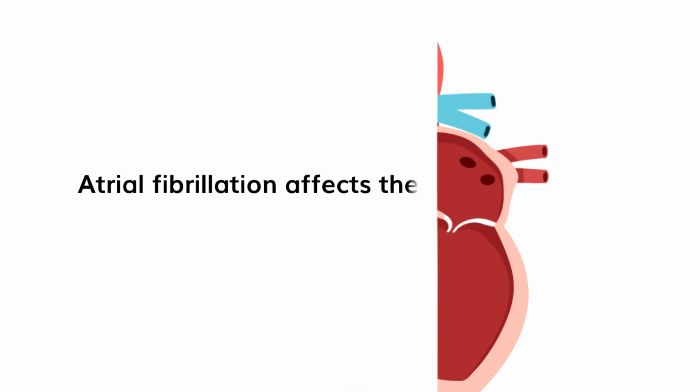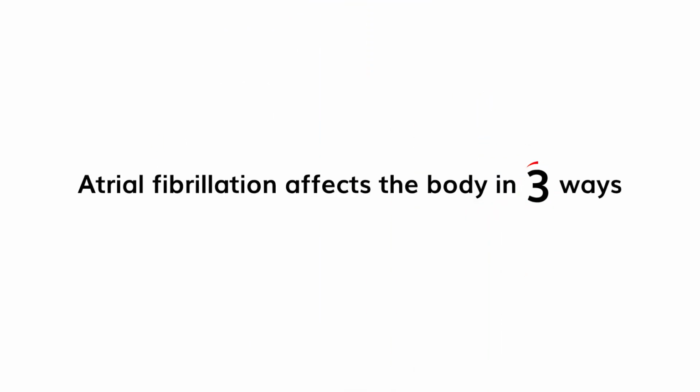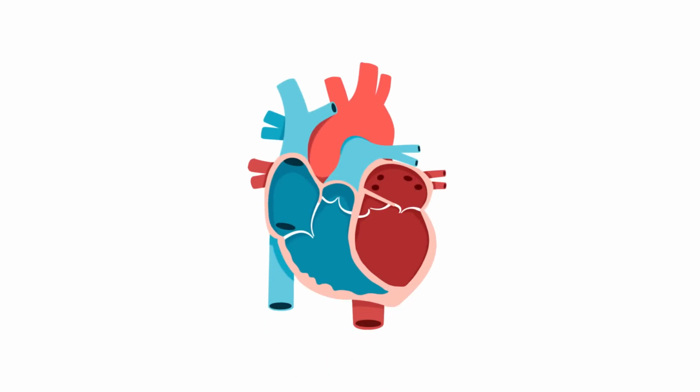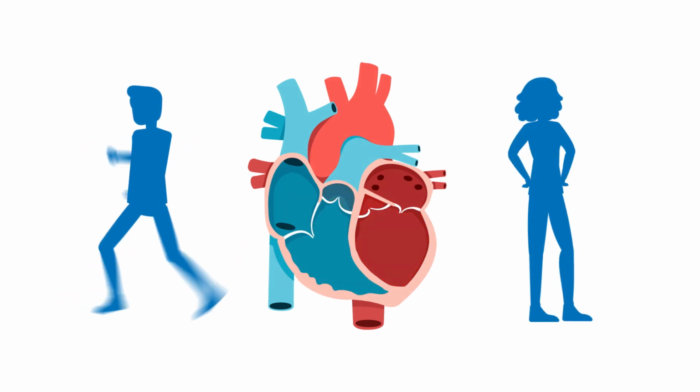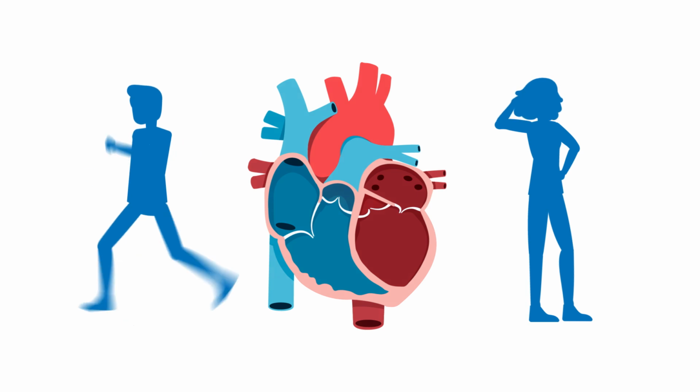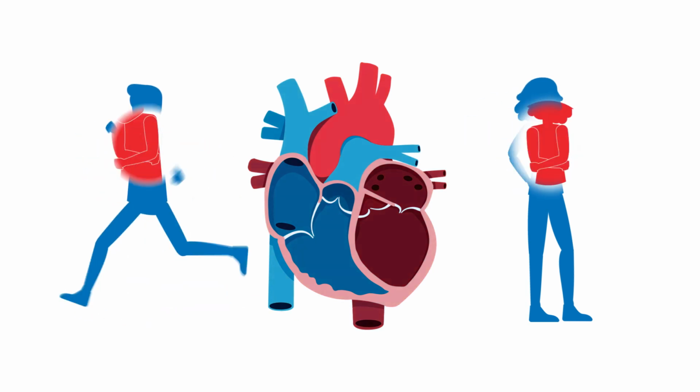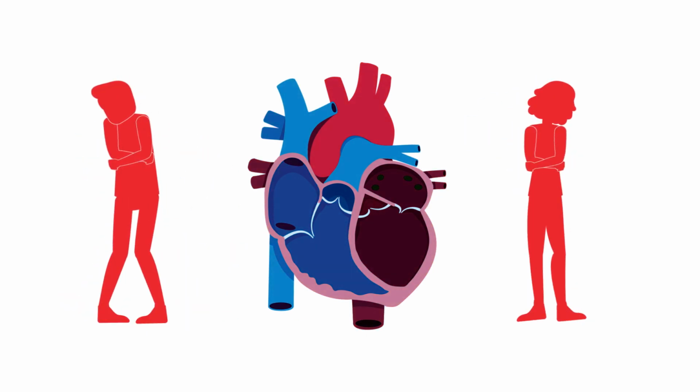Atrial fibrillation affects the body in 3 ways. First of all, the quivering or fibrillation of the atria prevents them from contracting. The atria are no longer able to squeeze blood into the ventricles. The ventricles in turn receive and pump less blood with each heartbeat. This results in less oxygen-filled blood circulating to the body, causing symptoms such as persistent fatigue, difficulty in breathing, and impaired ability to perform exercise.